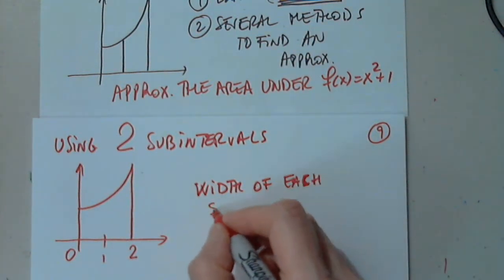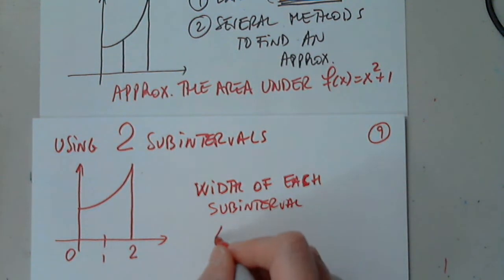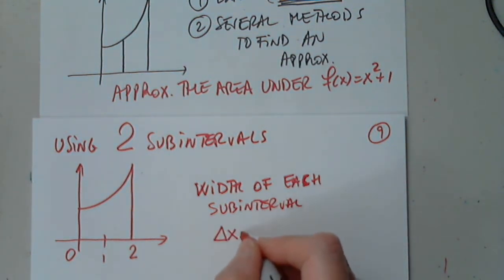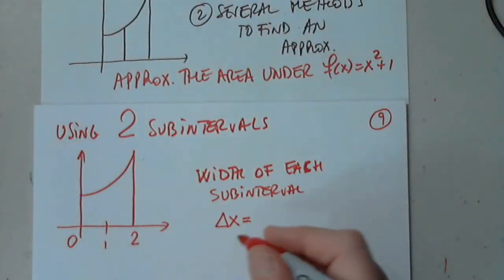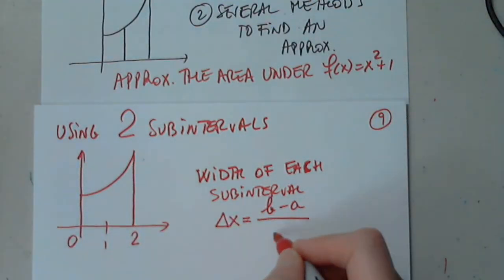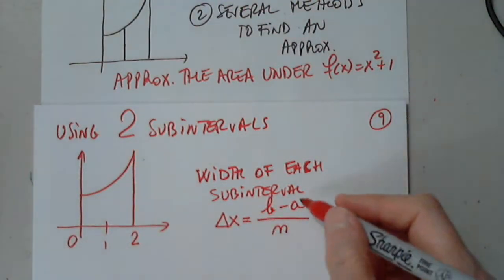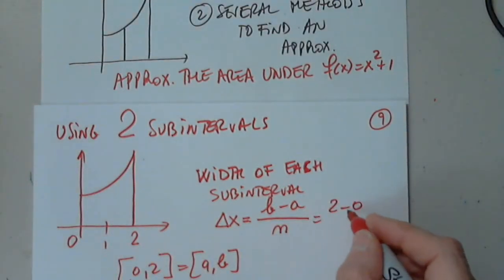The width of each subinterval will be, of course, denoted by delta x. We know that from the approximations from the previous chapter. It will be b minus a over n. Okay, so this is 0, comma 2, which is nothing else but a, comma b. The interval in general is a, comma b. 2 minus 0, in our case.